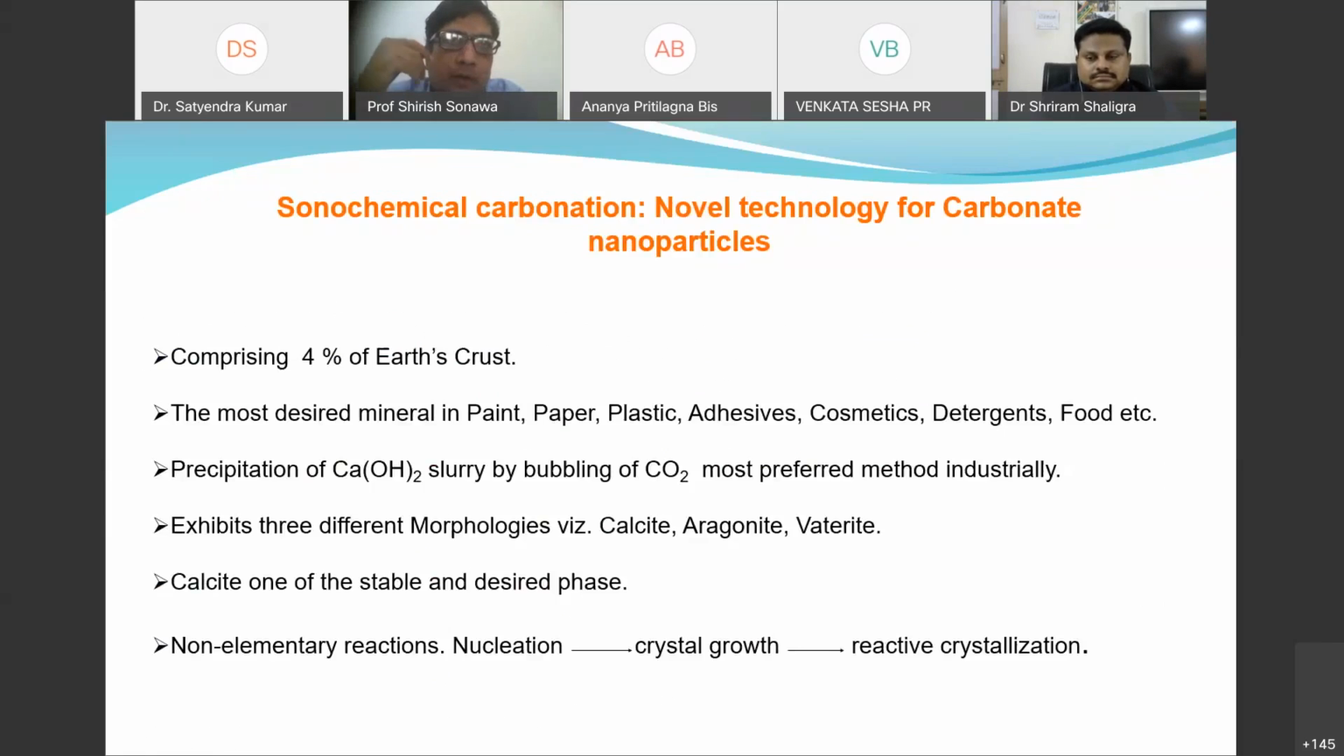For example, toothpaste is a very small application. The major share of calcium carbonate is being utilized in the PVC industries as a filler. Almost 30% filler is calcium carbonate. But the interesting aspect about that one is that calcium carbonate requires a very specific phase.